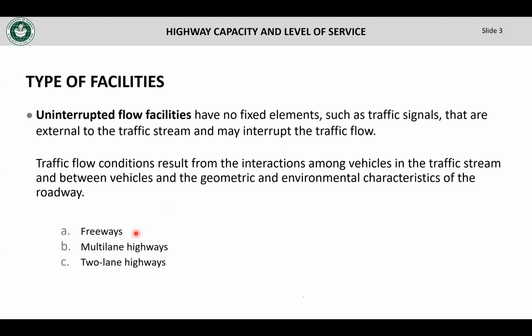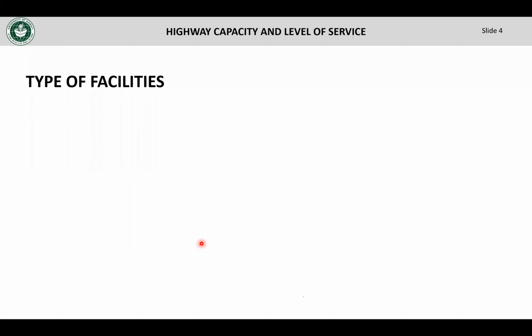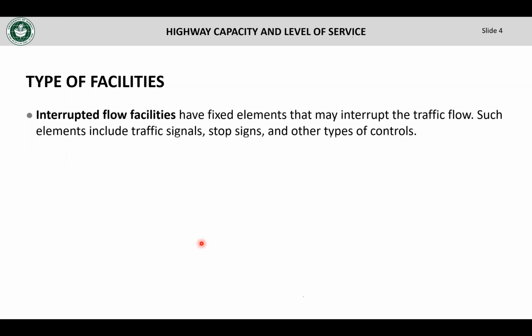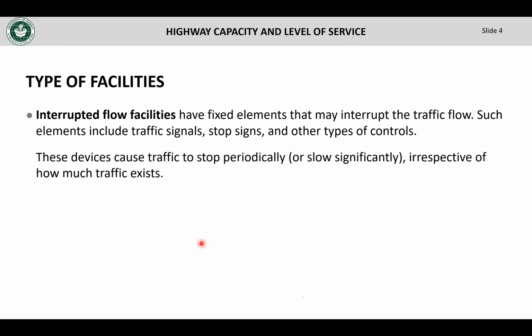Examples of these are freeways, and this is what we are going to study in the class, multi-lane highways, and two-lane highways. The second category includes what are known as interrupted flow facilities. These have fixed elements that may interrupt the traffic flow. Such elements include traffic signals, stop signs, and other types of control. These devices cause traffic to stop periodically or slow significantly, irrespective of how much traffic exists. Examples of these facilities are signalized intersections, unsignalized intersections, and urban streets.